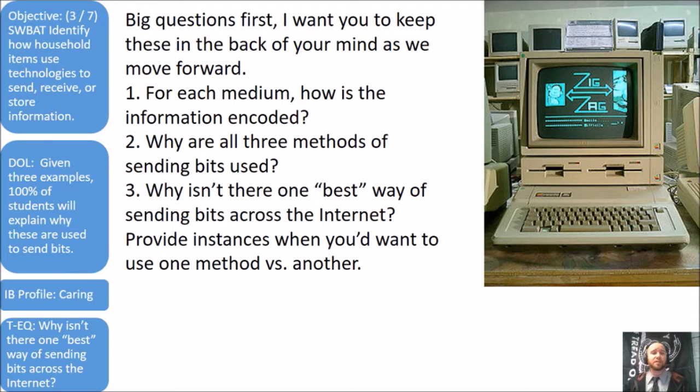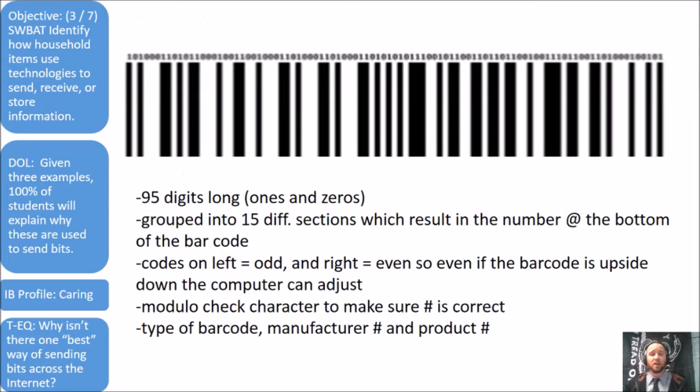So here are the big questions first. I want you to keep these in the back of your mind as we're moving forward in today's lesson. Number one, for each medium, how is the information encoded? Number two, why are all three methods of sending bits used? And number three, why isn't there one best way of sending bits across the internet? Now, provide some instances when you'd want to use one method over the other.